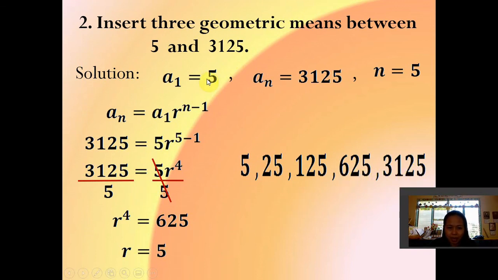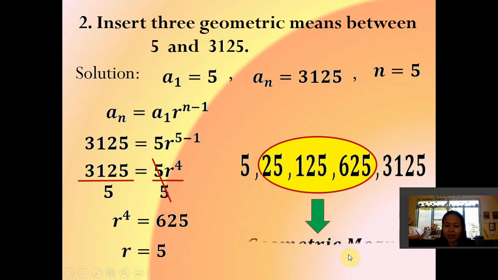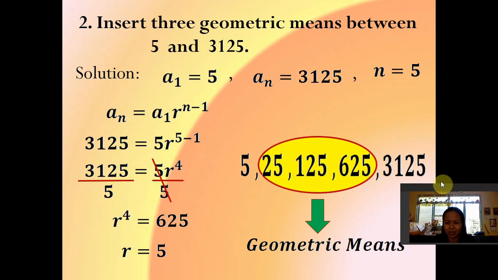So take note, this is our first term, 5, and our end term is 3,125. So these three terms we inserted, 25, 125, and 625, are our geometric means. Therefore, these are the three geometric means we inserted from 5 to 3,125.